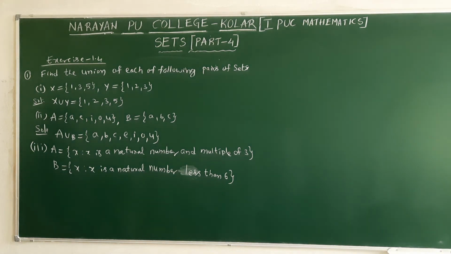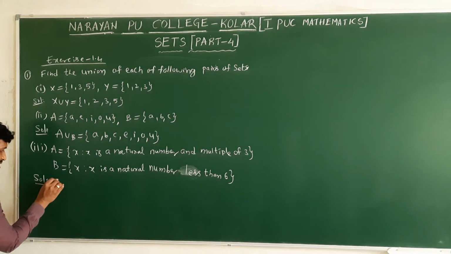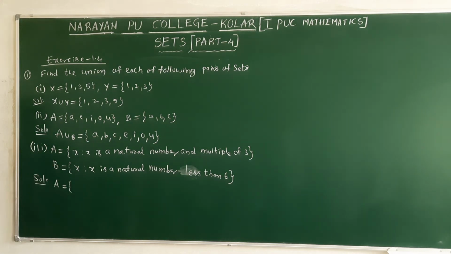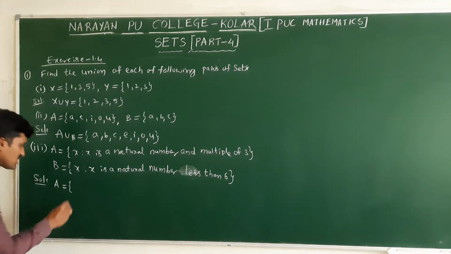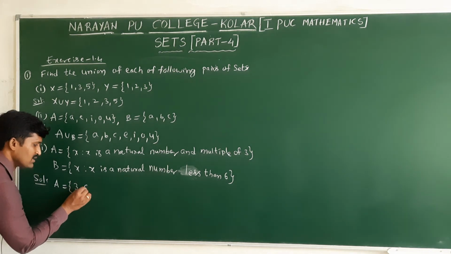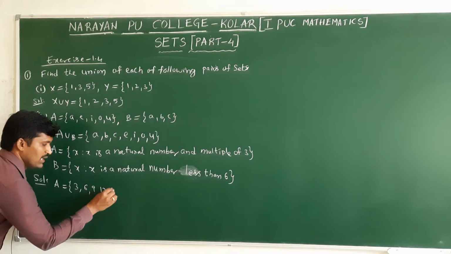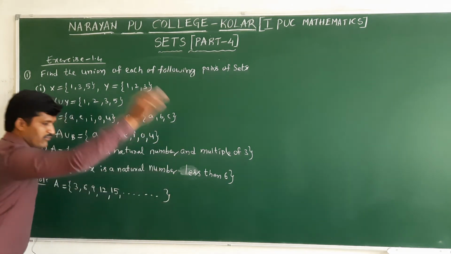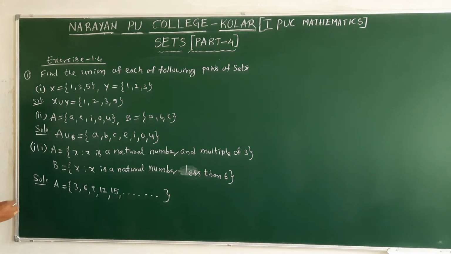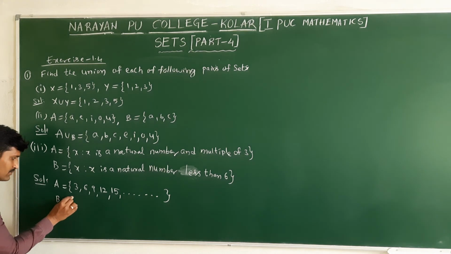Okay, here the given statement. From the statement we need to write the possible elements for the A set and B set. X is a natural number, meaning 1, 2, 3 up to infinity, and those numbers are multiples of 3. Which are multiples of 3? 3, 6, 9, 12, 15 and so on up to infinity. It is an infinite set.